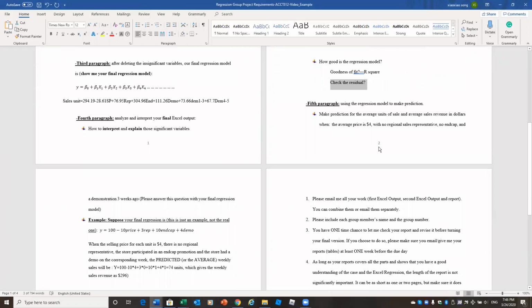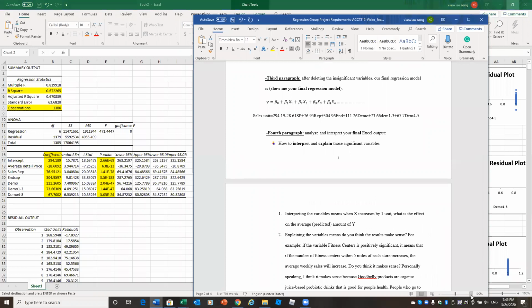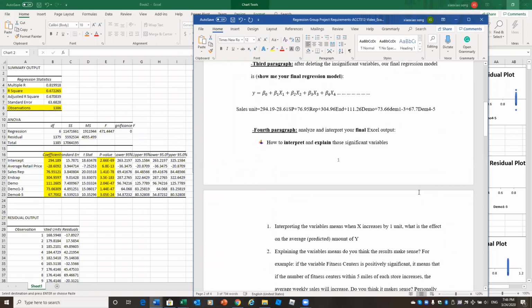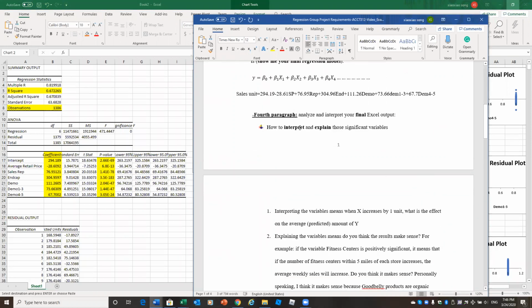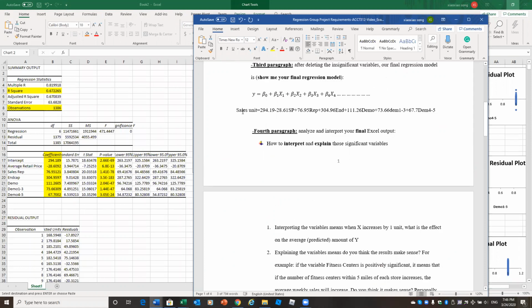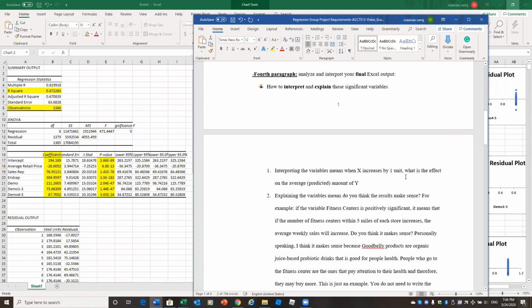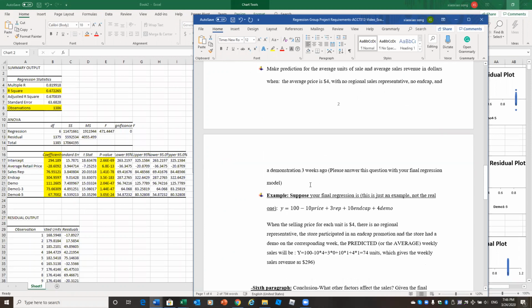Fifth paragraph, make a prediction. That's what you are required to know. That's what you definitely need to know. So how do we make a prediction? We already know that's our regression model. So I copy it to here, right? I copied it to here.